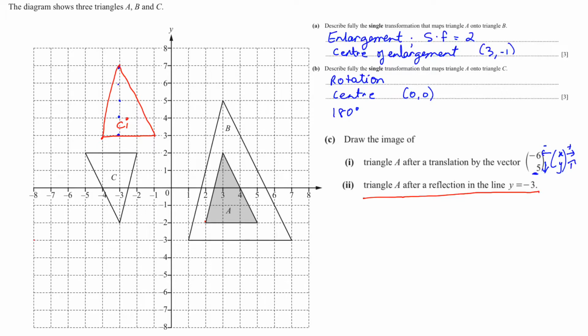Y is equal to -3 is here. We'll draw a line here, and we have to reflect the triangle A. So it will be drawn here. And 1, 2, 3, 4, 1, 2, 3, 4. This is C2. So we have reflected the triangle A in the line y is equal to -3.